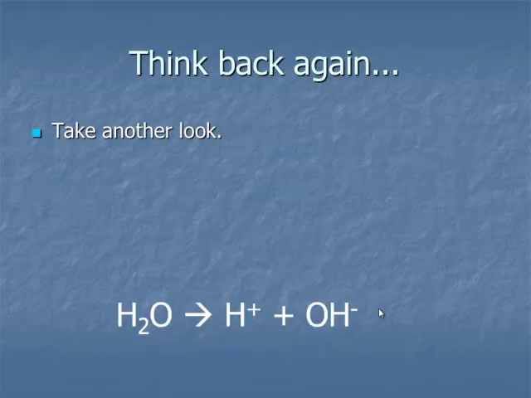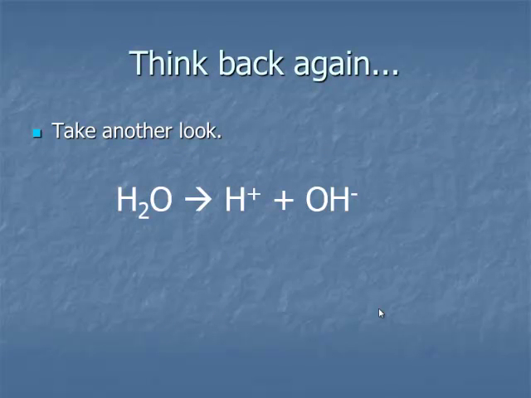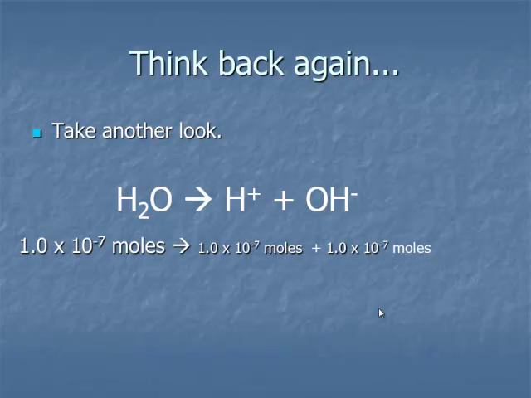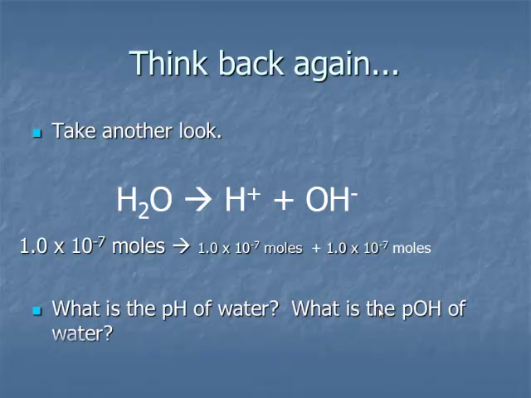And then also, let's take one last look at this dissociation, okay? So remember that if you dissociate 1.0 times 10 to the negative 7 moles of water, you'll make even quantities of the H plus and the OH minus. So then, the pH of water we already got is 7. Can I ask you what the pOH of water is? Well, it should also be 7. So on the pH scale and on the pOH scale, 7 means neutral.